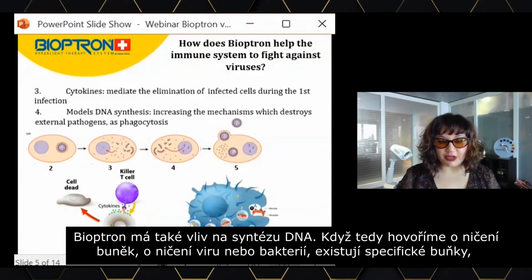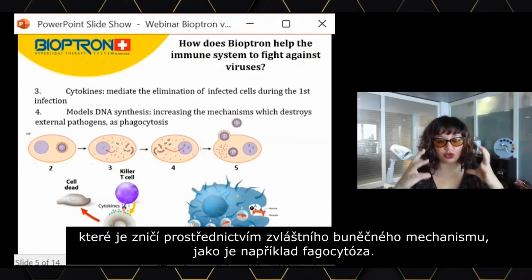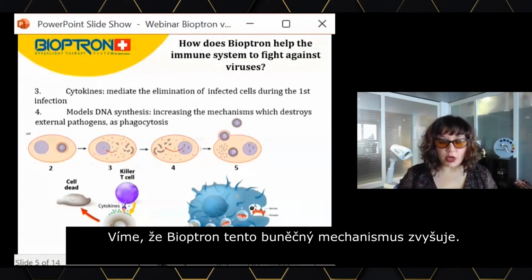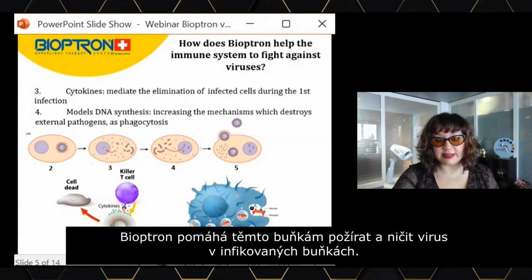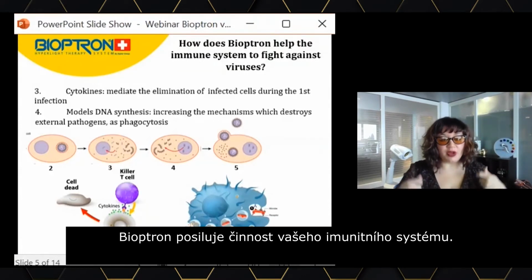Also, Bioptron has effects in the synthesis of DNA. So when we are talking about destroying cells, or destroying the virus or bacteria, there are specific cells that will destroy that through specific cellular mechanisms, like for example, phagocytosis. We know that Bioptron is increasing these cellular mechanisms. Bioptron is helping these cells to eat and destroy the virus and the infected cells. So Bioptron is reinforcing the action of your immune system.